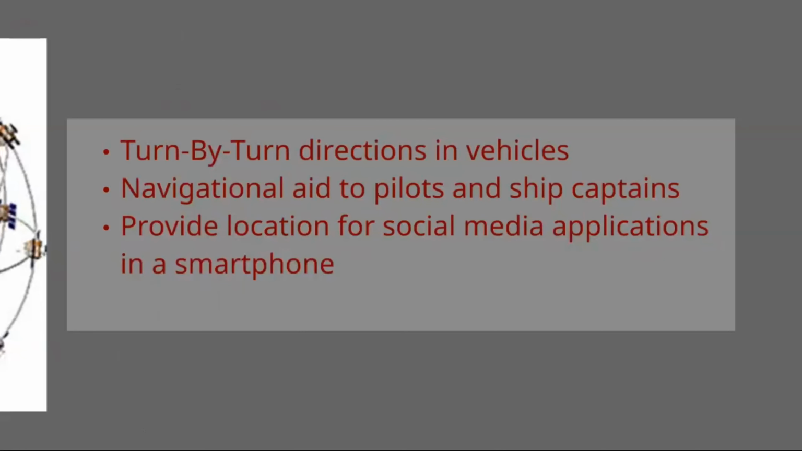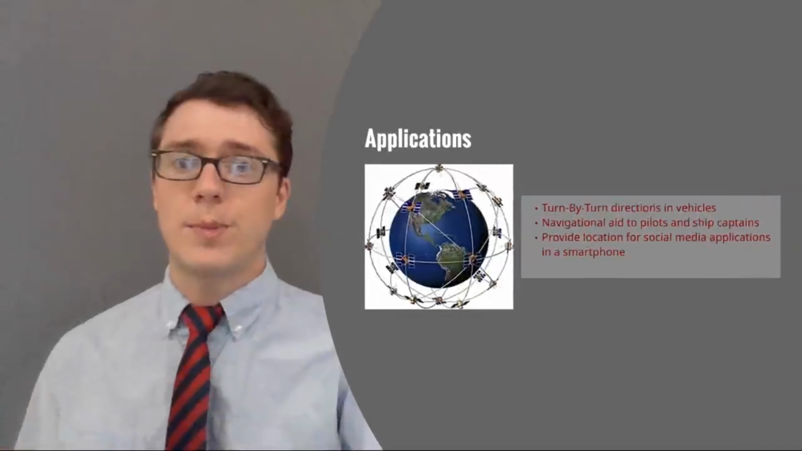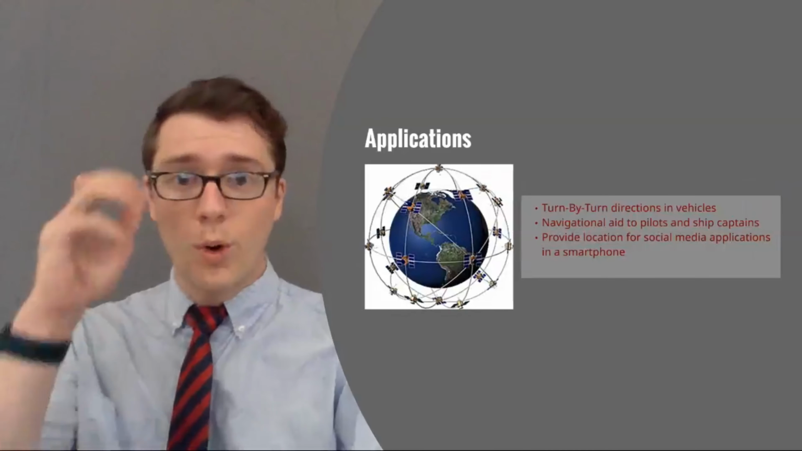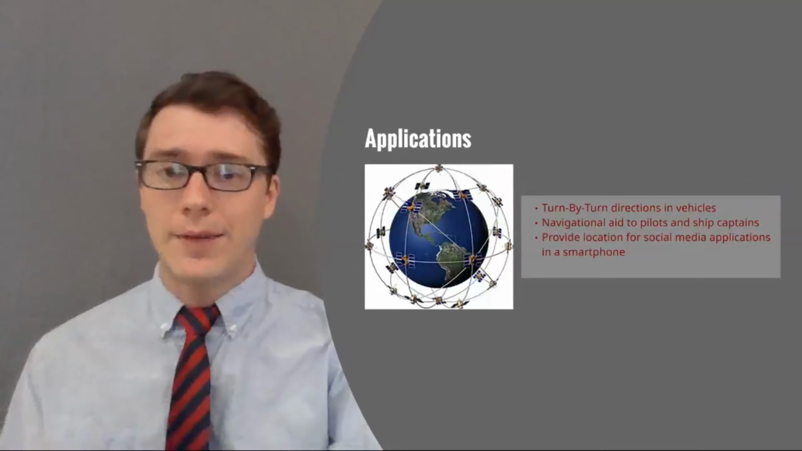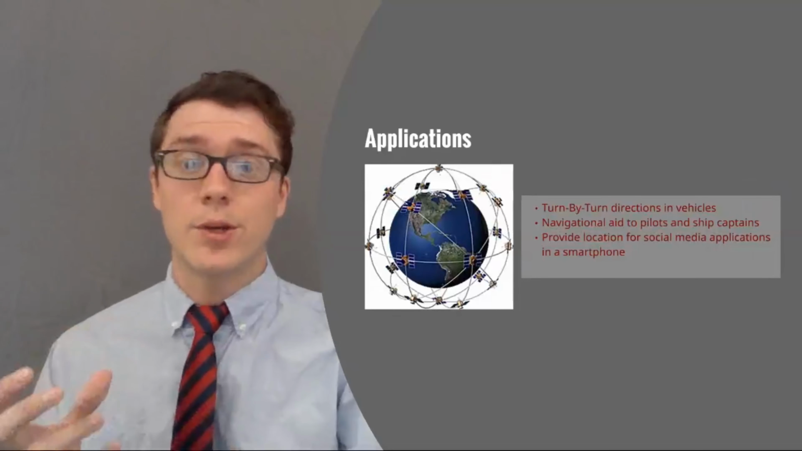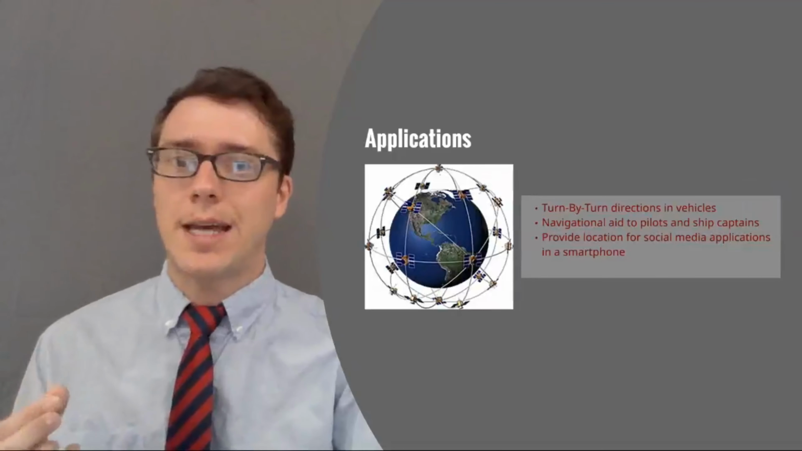They also have navigational aid for pilots and ship captains who don't have roads to follow. And they do things like provide location for social media applications in a smartphone. So if you've ever used like a location filter or tag on Instagram or Snapchat, that comes from this GPS service. There are other things that we could go into, like running watches that have GPS built into them, like Garmin, or when you're hiking, you can use it to help navigate even when you're in the woods. When you lose cell service, you still have that GPS data.